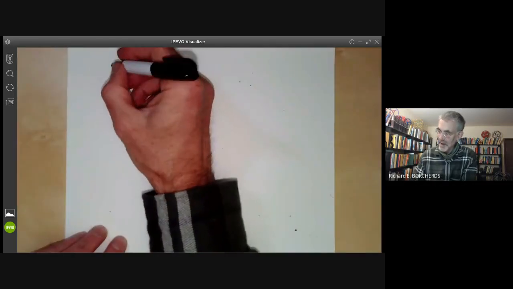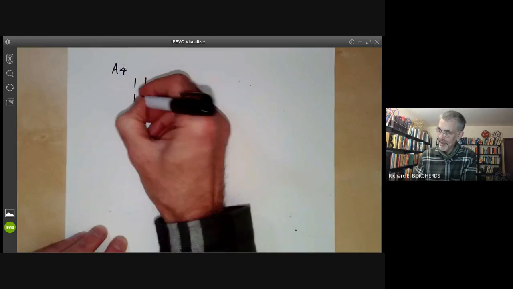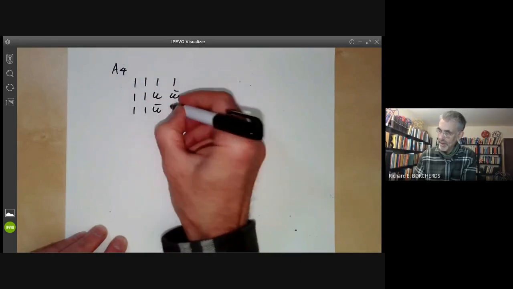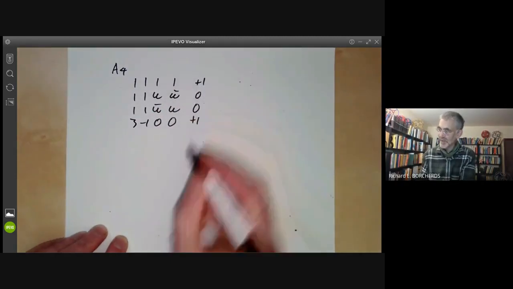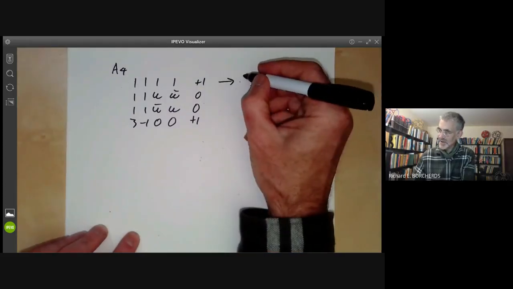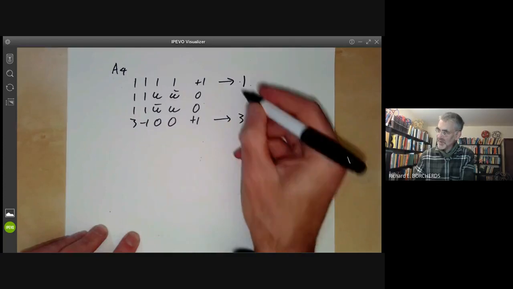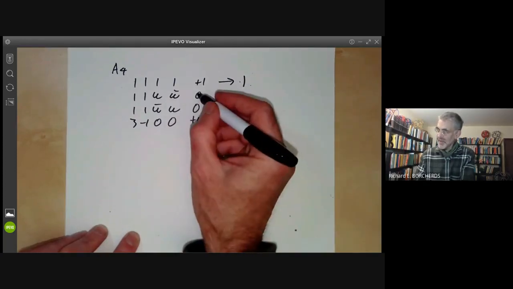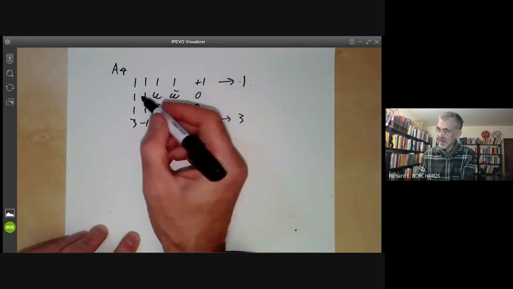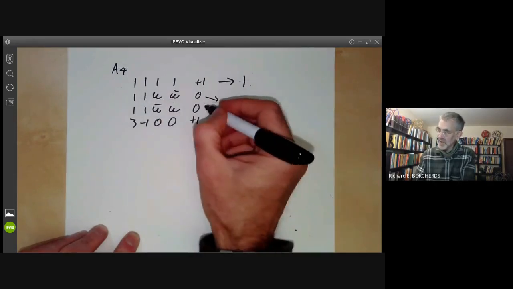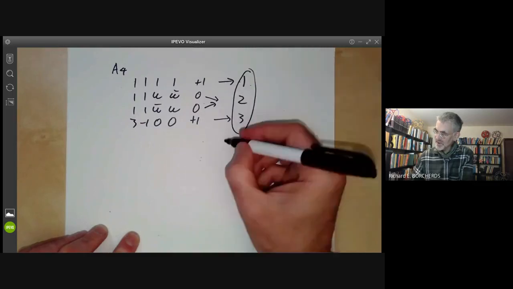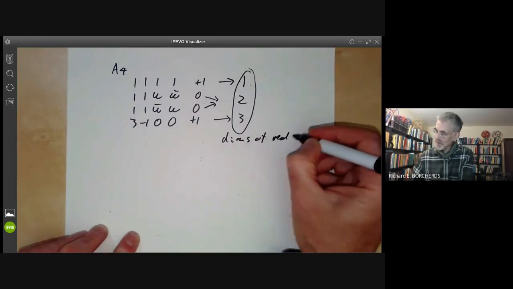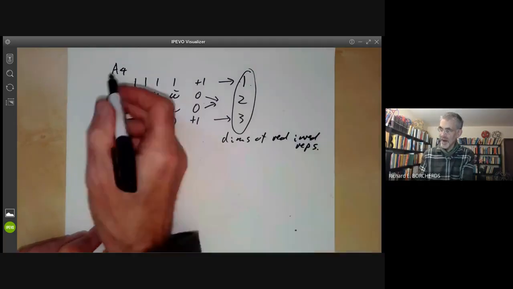For example, suppose you want to know the real representations of A4. Well, we look at the character table, which looks like this, and we look at the Schur indicator, which is plus 1, plus 1, 0, 0. Well, plus 1 gives us a real representation of the same dimension, so we get real representations of dimension 1 and 3. For Schur indicator 0, these two complex representations both become the same real representation of dimension 2. So here are the dimensions of the real irreducible representations of A4.